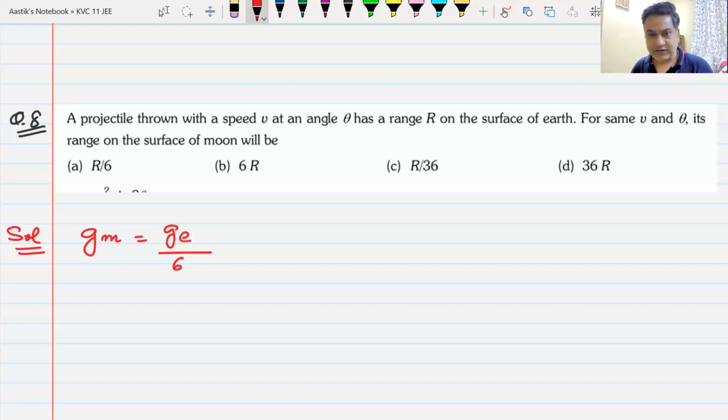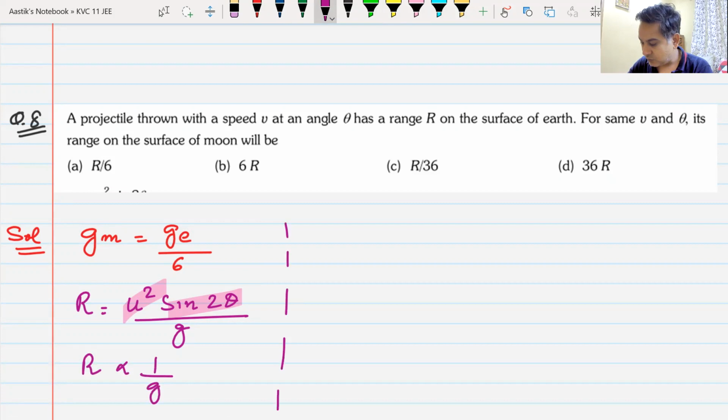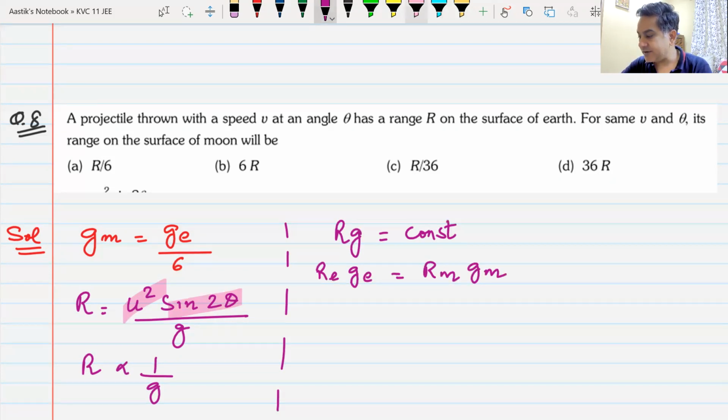Now we are throwing it with the same speed at the same angle. So I can say that range is inversely proportional to g, or I can say range into g is a constant. Do we understand this? Yes or no? Range into g is constant. So range on earth multiplied by g on earth will be equal to range on moon multiplied by g on moon. Now we know that g on moon is g on earth divided by 6.